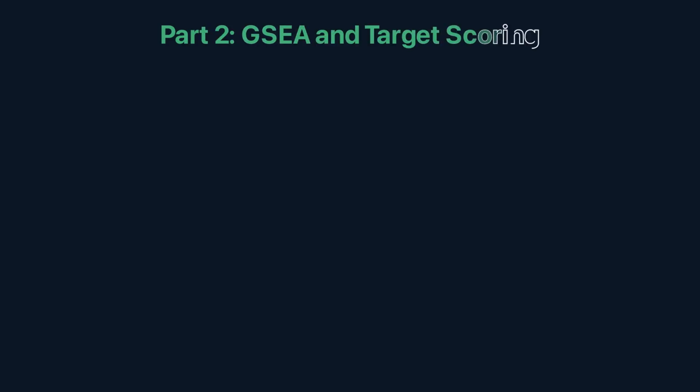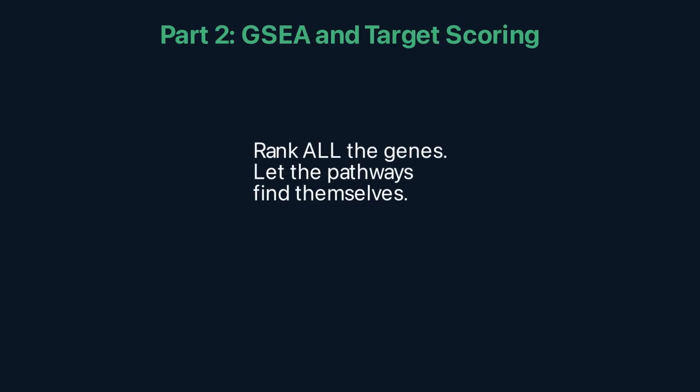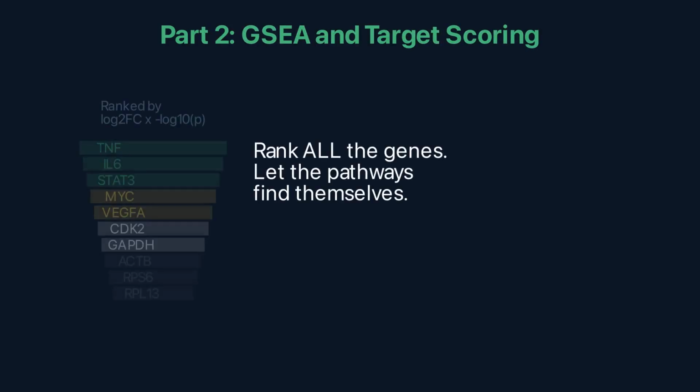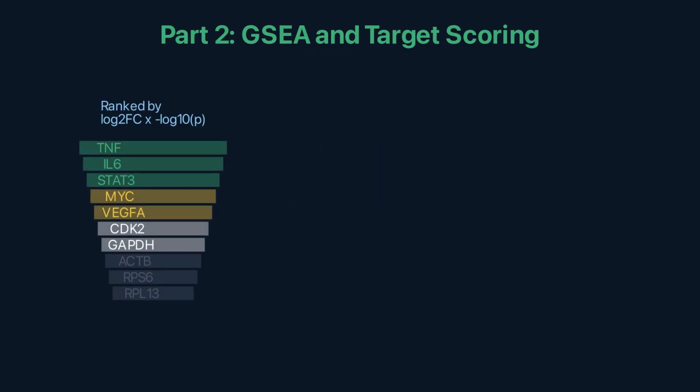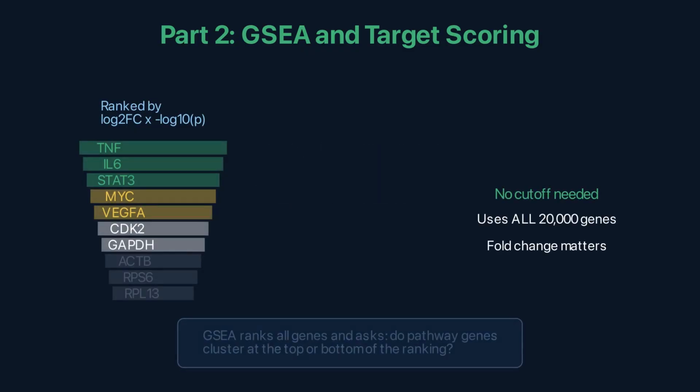Instead of drawing a line between significant and not significant, GSEA ranks all 20,000 genes by a combined metric, typically the product of log2 fold change and negative log10 p-value, and asks: do the genes in a pathway cluster at the top or bottom of this ranking?